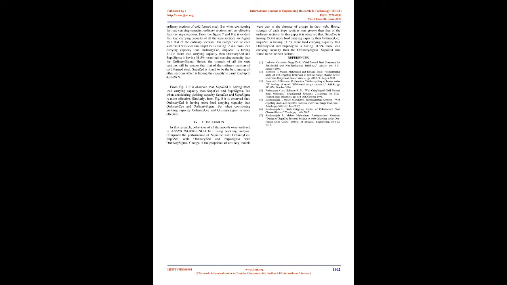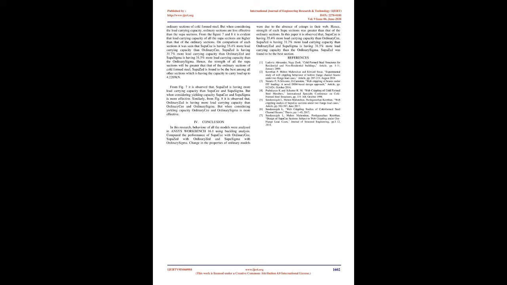Fig 7 and 8 show that up to a particular deformation, the value of force reaction is increasing and then decreasing for all the sections. At that point, failure occurs. From the values of Table 2, stiffness was found to be more for the ordinary sections of cold-formed steel. But when considering the load carrying capacity, ordinary sections are less effective than the Supa sections. From Fig 7 and 8 it is evident that the load carrying capacity of all the Supa sections is higher than that of the ordinary sections.